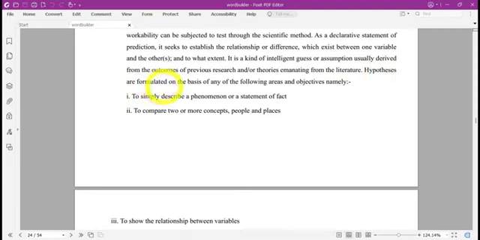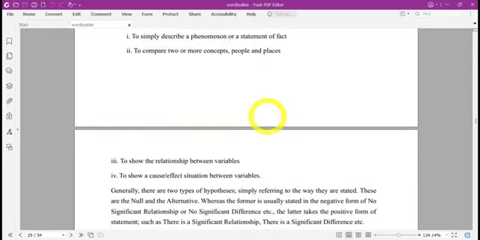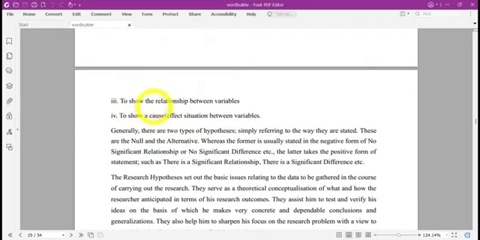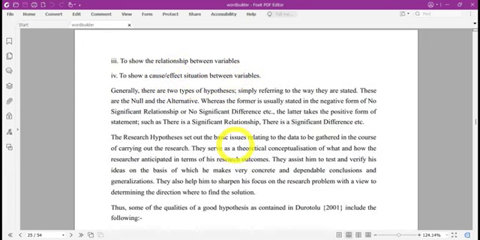Hypotheses are formulated on the basis of any of the following areas. 1. To simply describe a phenomenon or a statement of facts. 2. To compare two or more concepts, people, and places. 3. To show the relationship between variables. And 4. To show a cause or effect situation between variables.